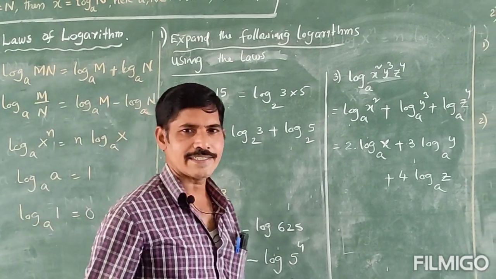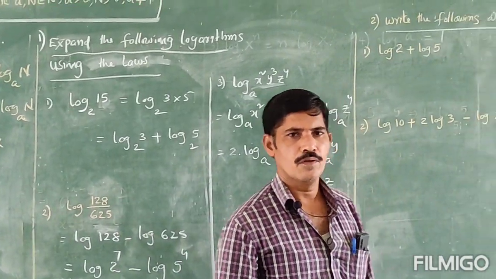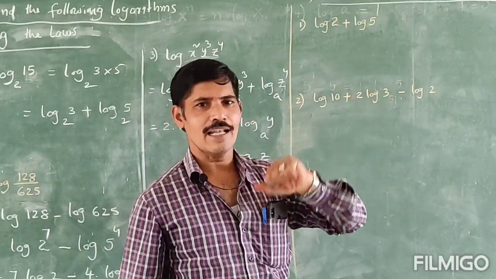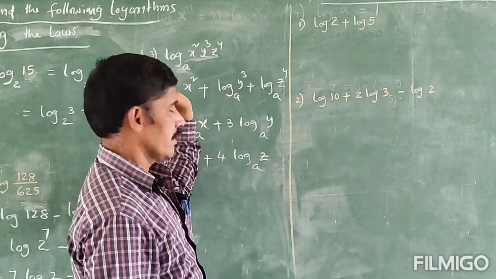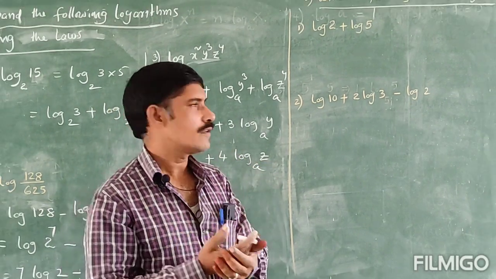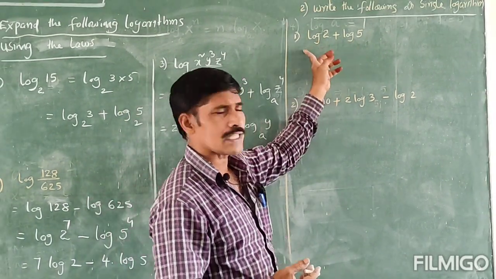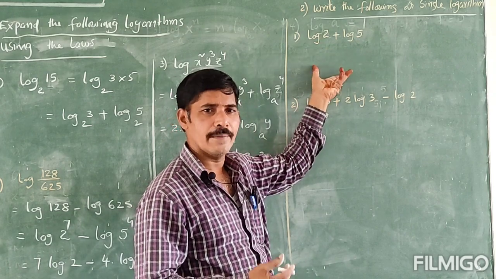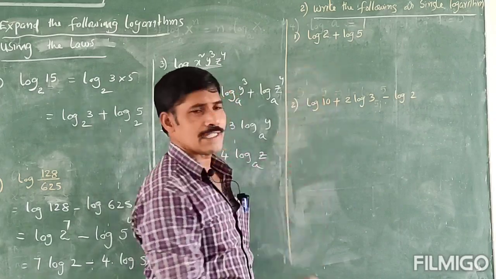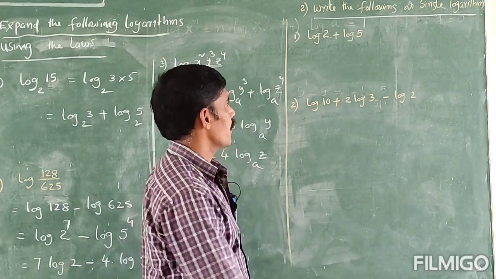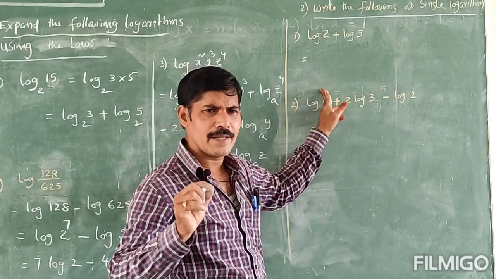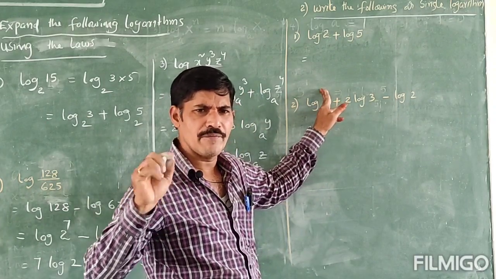Now we are going to the second problem. Look at it. Write the following as single logarithm. In previous problems, a single logarithm was given, then we expanded. Now the sum of two logarithms is given. He asked to write them as a single logarithm. You observe, it is log 2 to the base 10 plus log 5 to the base 10. You can write log m to the base a plus log n to the base a is equal to logarithm of mn.